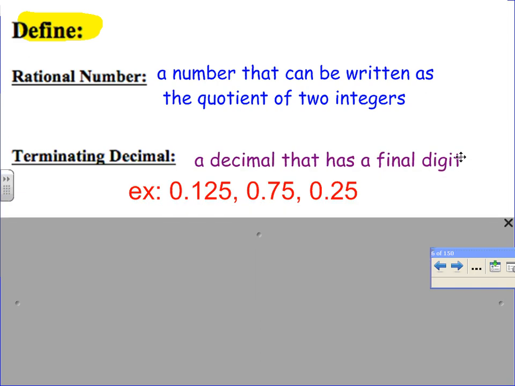Okay, a terminating decimal. This one sounds kind of cool, huh? I'm sure you've learned of this before. A decimal that has a final digit. So a terminating decimal is a decimal that has a final digit. A repeating decimal keeps going, though. So a repeating decimal does not have a final digit.